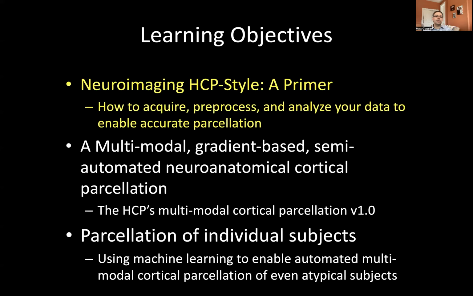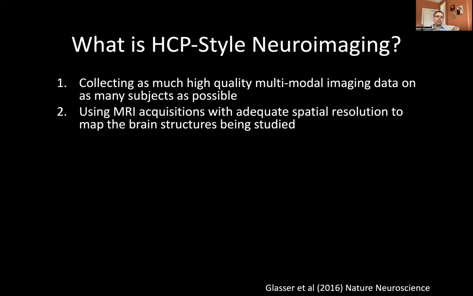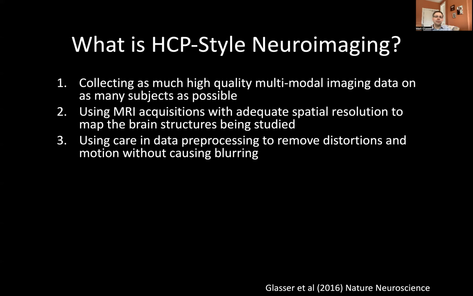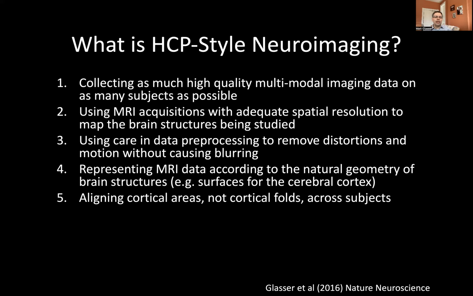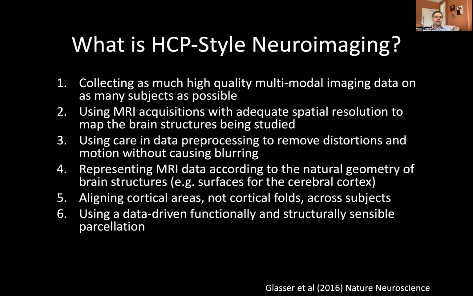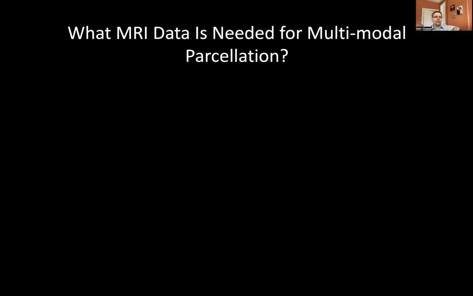So first, the primer on HCP style neuroimaging. So what do I mean by that? Well, collecting as much high quality multimodal imaging data on as many subjects as possible, using MRI acquisitions with adequate spatial resolution to map the brain structures that you're studying, using care during data preprocessing to remove distortions in motion without causing blurring, representing MRI data according to the natural geometry of the brain structures, meaning surfaces for the cerebral cortex, aligning cortical areas, not cortical folds across subjects, using a data-driven, functionally and structurally sensible parcellation, and routine sharing of published results to enable direct comparisons across studies.